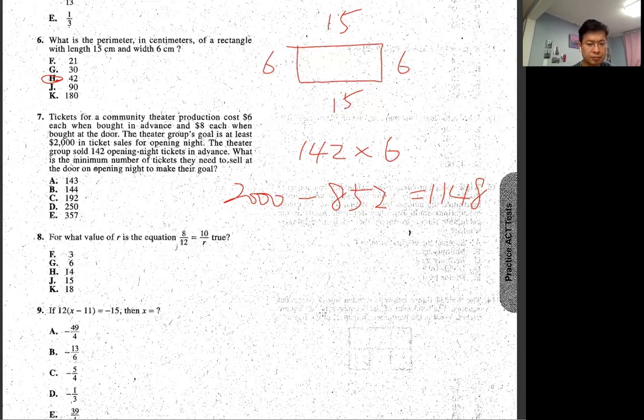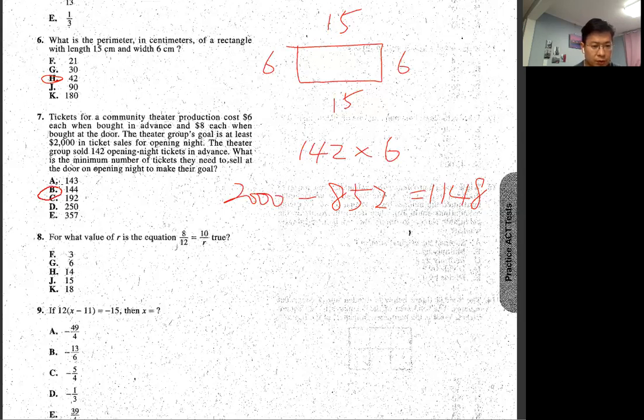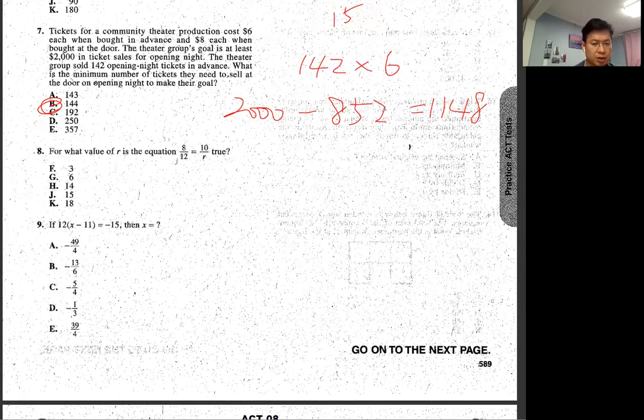And then 1148, you have to sell it for the door price, and 144 you have to sell to achieve the goal. Cross multiplication: I'll simplify this 2 first, which is 2 and 3, right? And cross multiply, 2r equals 30 and r has to be 15.